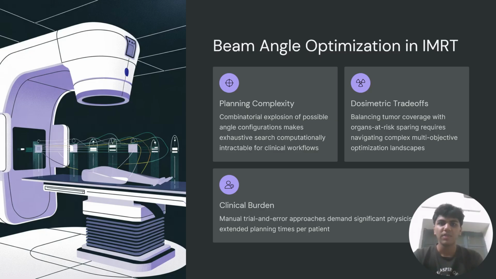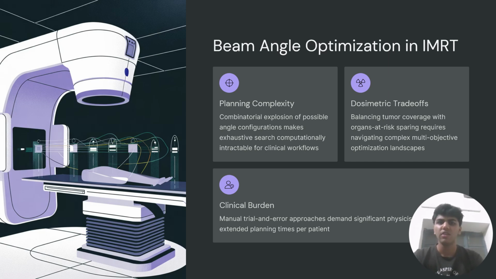So now let's talk specifically about beam angle optimization in IMRT, also known as intensity modulated radiation therapy. In IMRT, radiation beams are shaped and modulated precisely, but their entry angles still fundamentally determine how radiation travels through healthy tissue and reaches the tumor. So even with advanced beam shaping, the choice of angles plays a major role in treatment quality. However, selecting angles is extremely challenging. Even with a limited set of possible directions, the number of beam combinations grows exponentially, making exhaustive search computationally infeasible in a clinical setting.